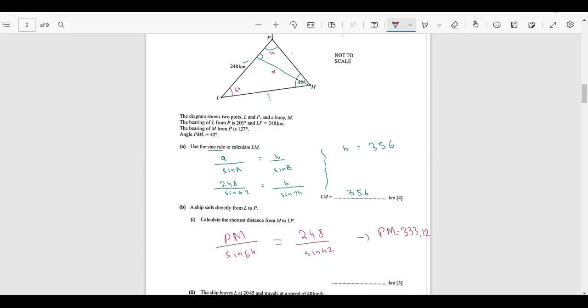Once we have PM, that turned out to be 333.12, we need to find X. So we have the hypotenuse side. This is a right angle triangle. The side opposite to the right angle is the hypotenuse side. We have that. And we are interested in the perpendicular side opposite to 74. So what trigonometric ratio can be used for this case?